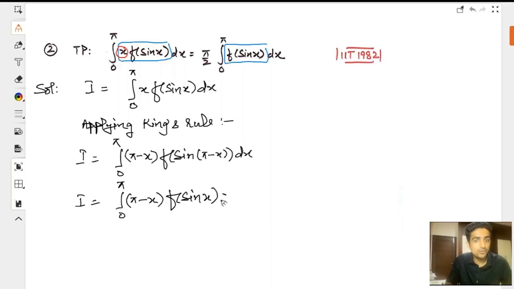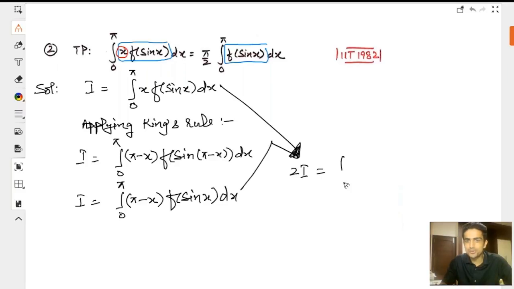And now what we are going to do? Yes, we are going to add these two statements. Never forget this addition step. So 2I will be equal to integral 0 to pi. I'm straight away writing, guys, x into f of sine x will cancel out and you will be left with pi times f of sine x. And it's done. Such a simple question, and that too in IIT. IIT, man, such a simple question. How can it be?